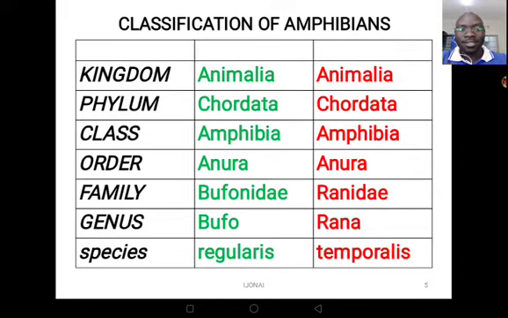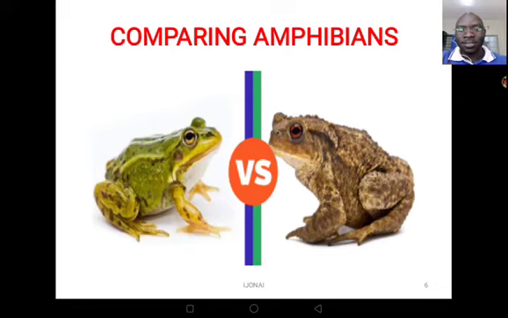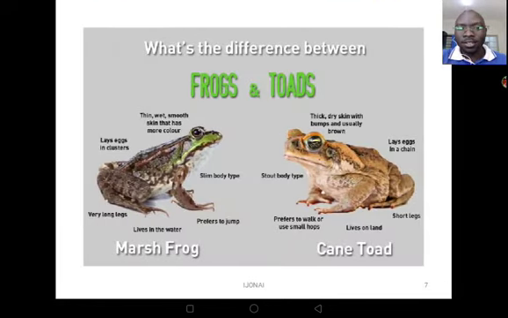Well, that's great. And we are going to compare the two. The frog and the toad look quite similar, but there are some differences that I would like to take you through so that you can differentiate between the frog and the toad. So we are going to look at the key differences between the two amphibians so that you can identify and differentiate between frogs and toads.